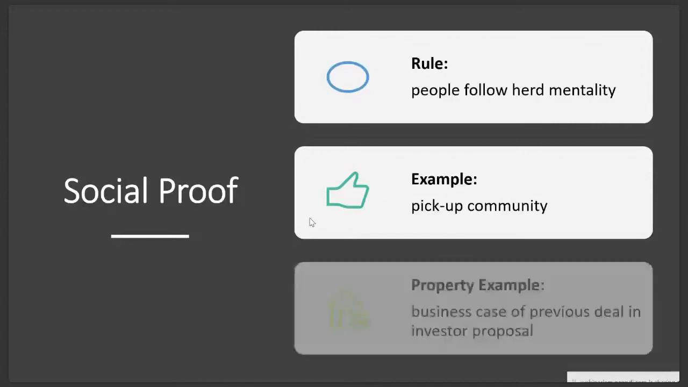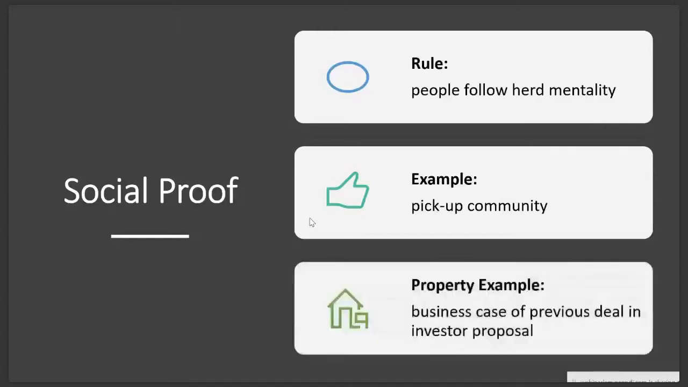In a property example, the best way to get an investor on board with your deal is to show them a previous deal that you've done. So if you've got a business case of a previous deal in your investor proposal, your chances of getting an investor to buy in go up 10 times.